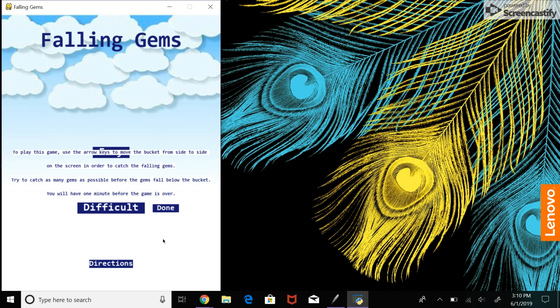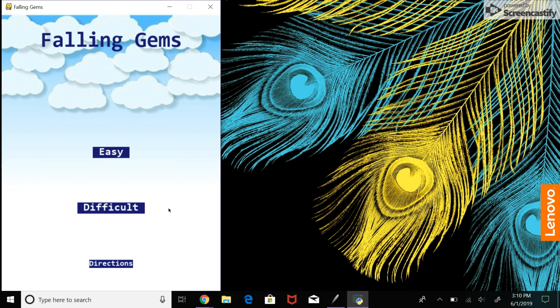As the directions state on the screen, the main objective of this game is to catch gems that are falling from the top of the screen using a bucket that you can move from side to side using the left and right arrow keys. The user is only given 60 seconds to play the game to catch as many gems as possible. You can exit the directions by hitting the Done button.